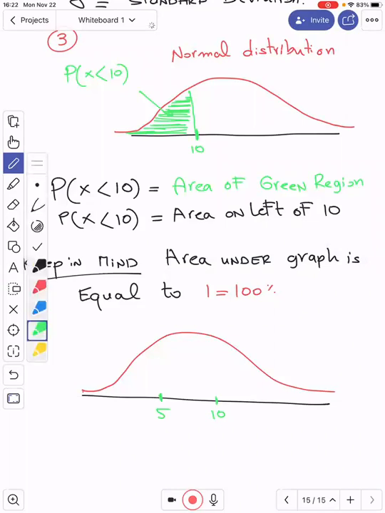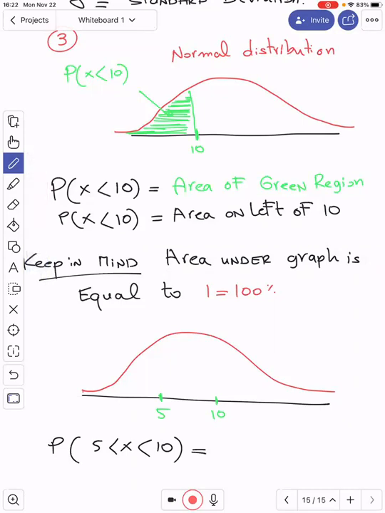Then the probability that the variable X, for example, where X is the time to get to campus, is between 5 and 10 hours, will be the area of the region under the graph between 5 and 10. So this is 5, this is 10. The area of this region between 5 and 10 is the probability that X is between 5 and 10.